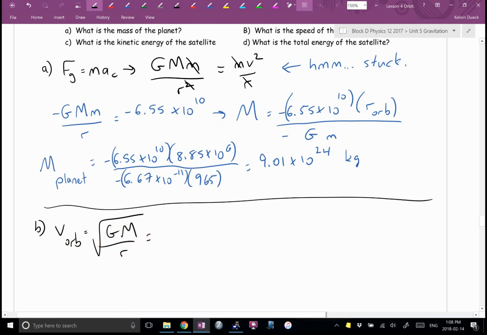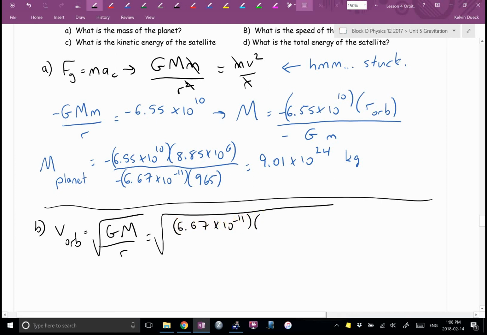Let's do a quick double check. Do I know big G? Yeah, because it's always 6.67 times 10 to the negative 11. I saw you shake your head the other time. I just found the mass of the planet, and I know R. Good to go. So, square root of 6.67 times 10 to the negative 11.